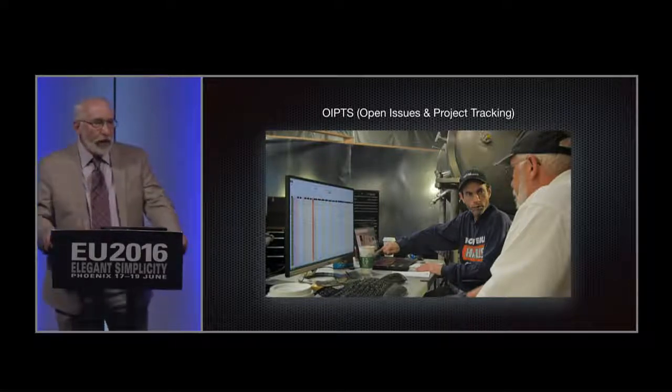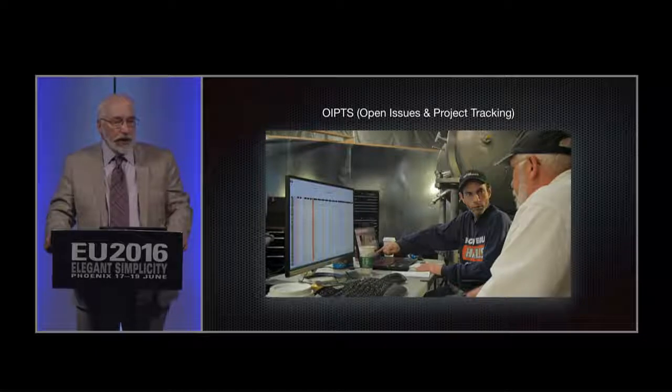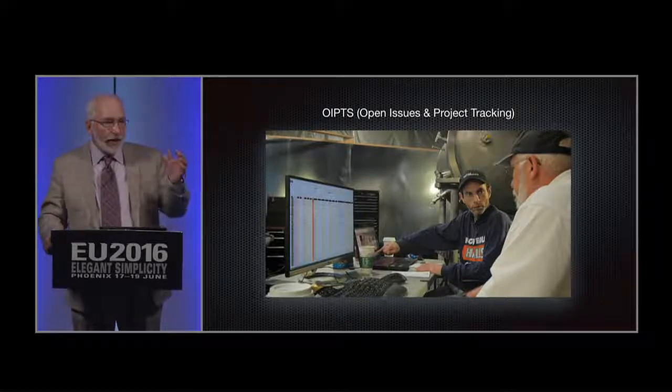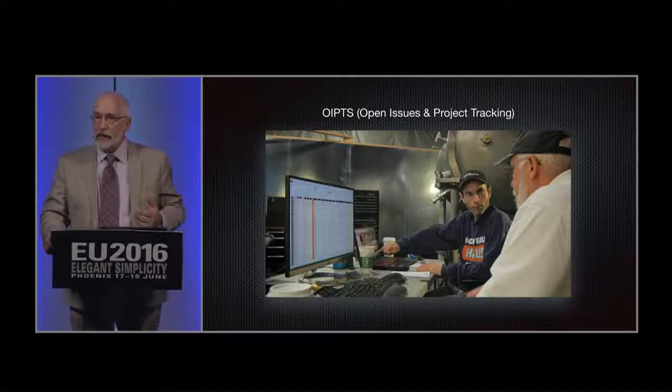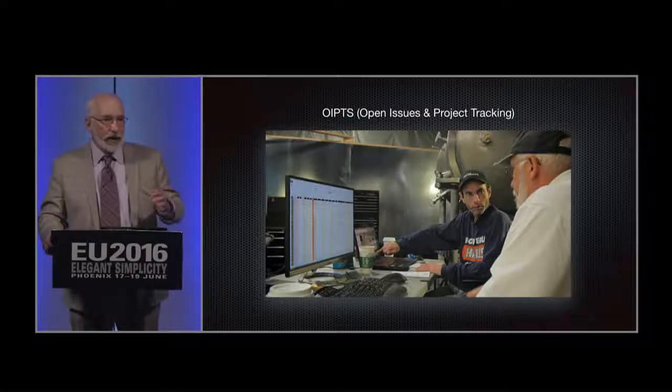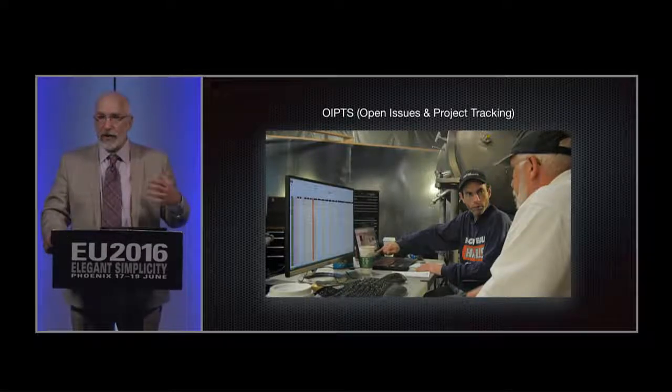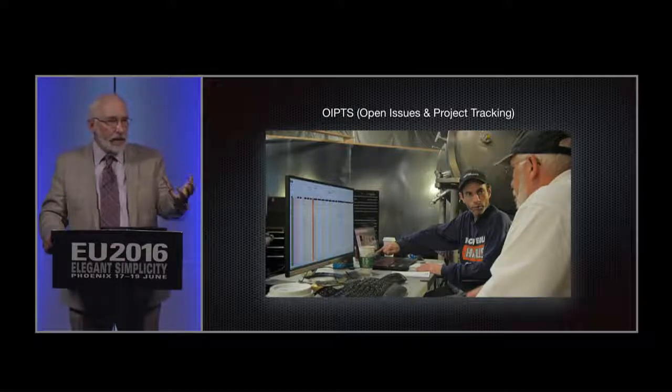So we have what we call a system. It's called Open Issues and Project Tracking. And that means that every single person on the team has a responsibility to, if you think that's a problem, it's a problem unless we know that it isn't. It's broken unless we know that it's fixed. It's not going to work unless we know that it does. You might consider it a negative approach.